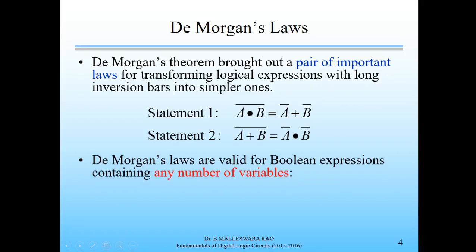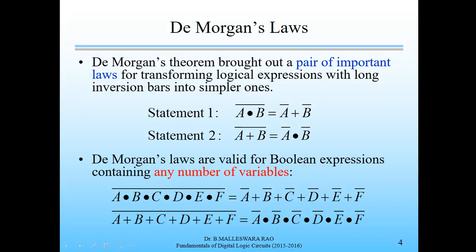We need to remember that DeMorgan's laws are valid for Boolean expressions containing any number of variables. So these two examples show typical 6 variable Boolean statements containing AND and OR operations.